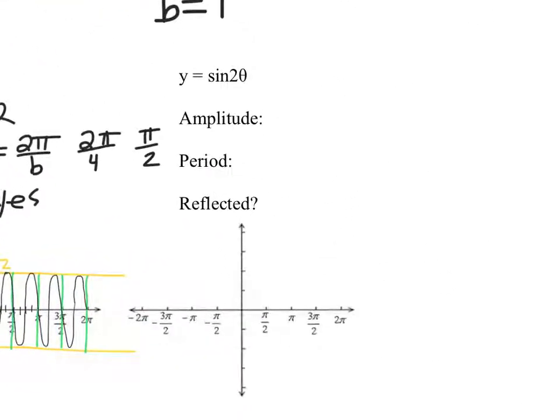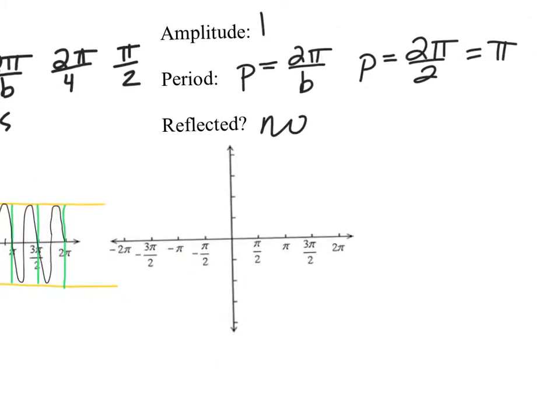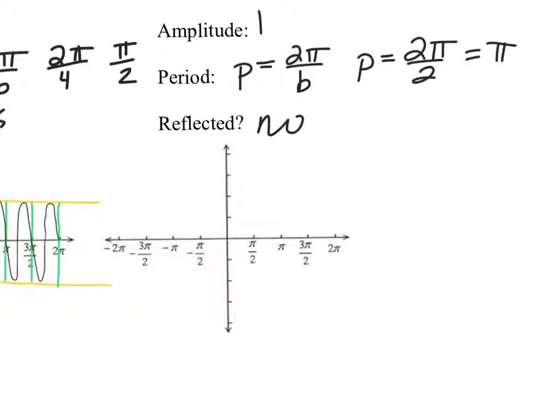Okay, let's look at the last one. So the amplitude has to do with the coefficient, so it's going to be 1. The period is going to be period equals 2 pi over b. So period equals 2 pi over 2, which is pi, and then it's not been reflected. So I'm going to take my amplitude, and then mark off 1 above, 1 below. And then my period is pi. So in between here and here I have to have one cycle. I have to have a max and a min.